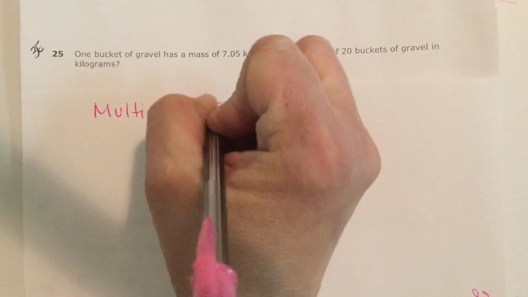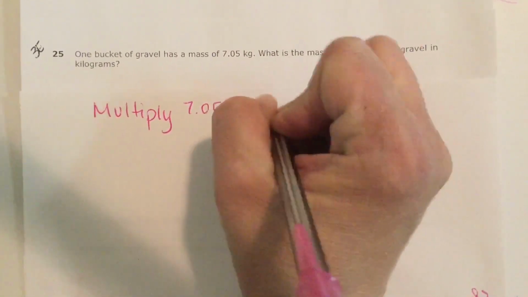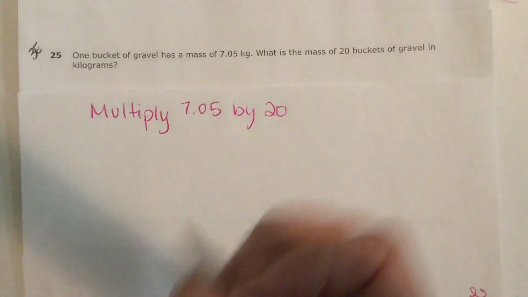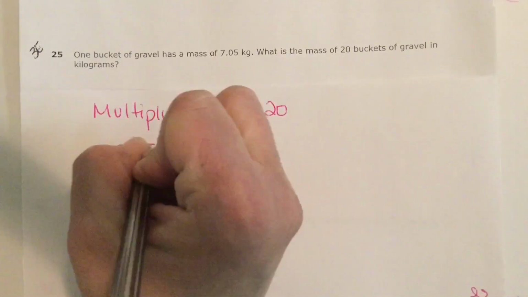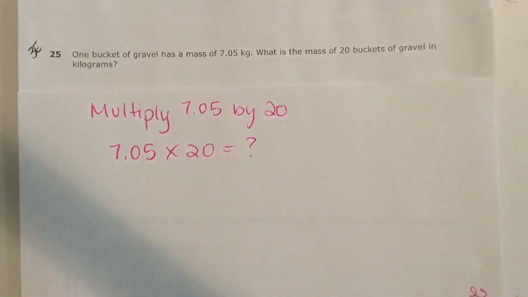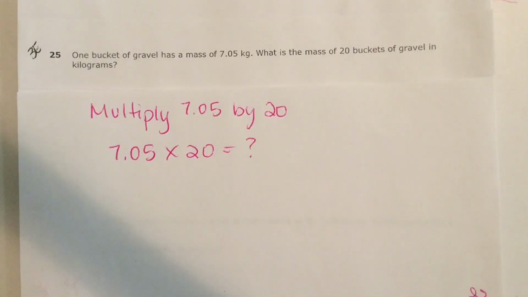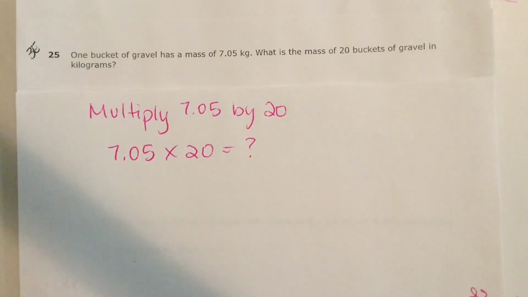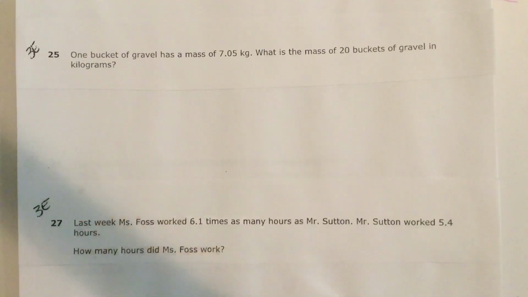You could have said multiply 7 5/100 by 20. Or you could have just simply put 7.05 times 20. Okay, either way, as long as I see that you understand that you're just going to multiply 7.05 times 20 to get the total mass. All right.